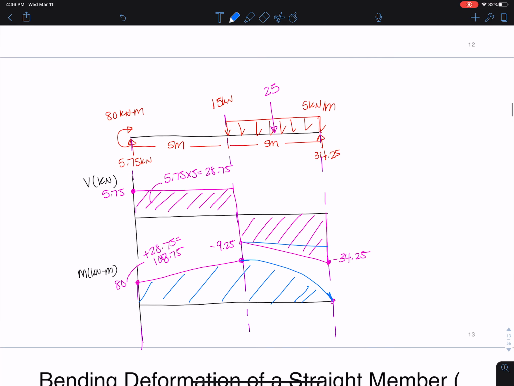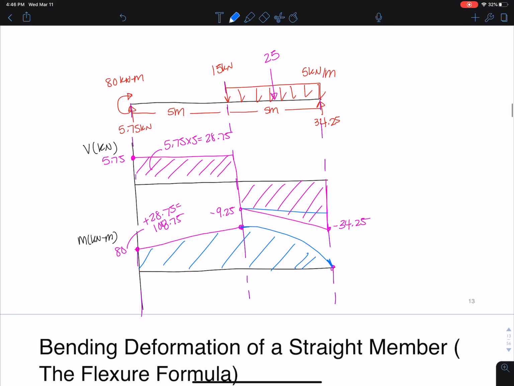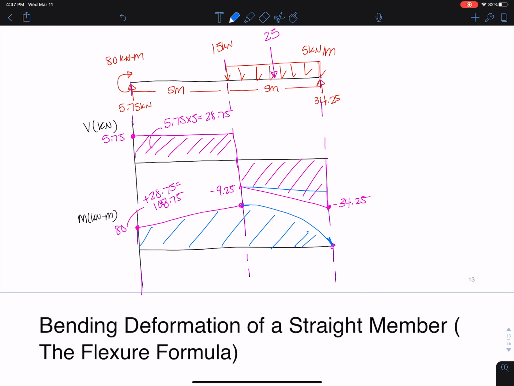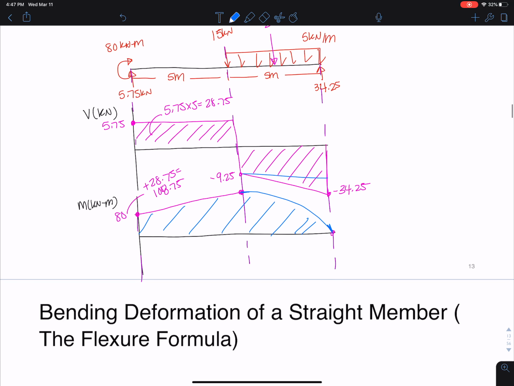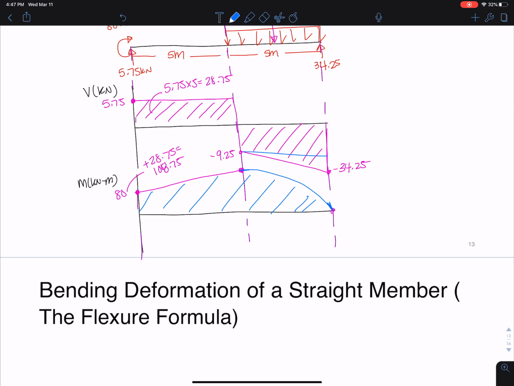So this is going to be the end of the first video, and I'm going to continue with the second part where we start bending deformation of a straight member. So this first part was really just the statics review, and then we're going to move on to the materials part where we connect basically internal moment and sigma, that stress value. All right, so stay tuned.